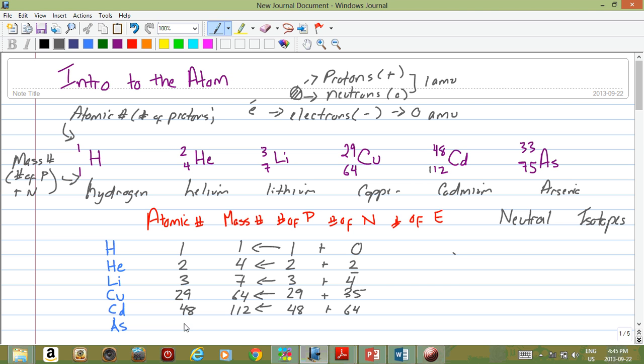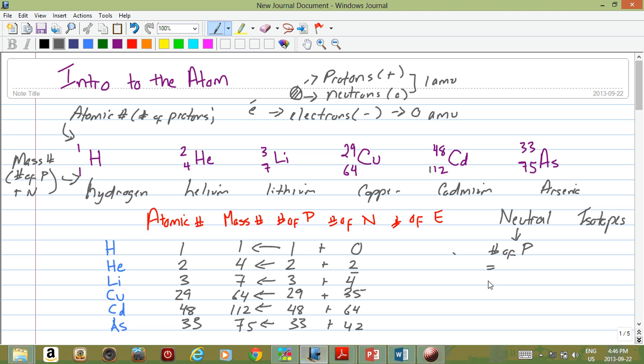And the last one is arsenic. It has a mass number of 75. It has an atomic number of 33. So the number of protons is 33. And then 33 plus 42, so it has 42 neutrons, is the mass number.